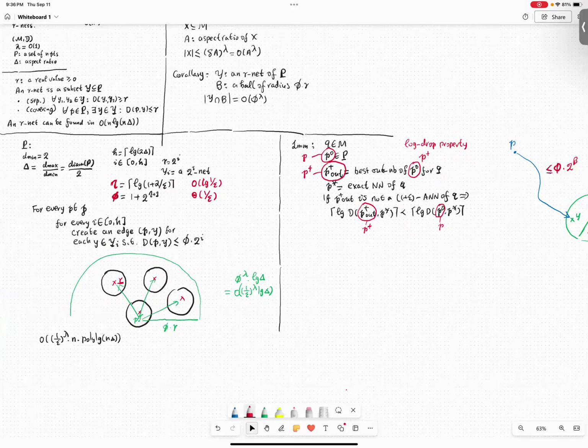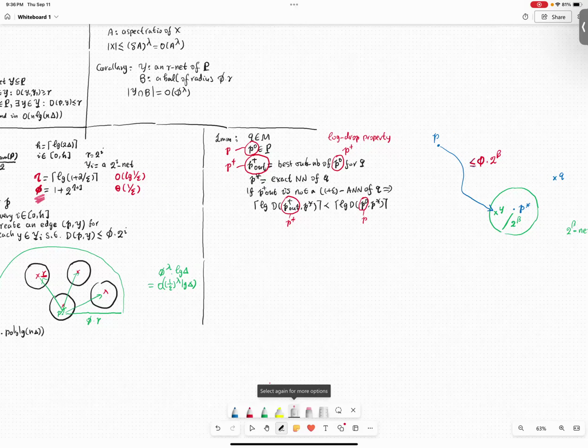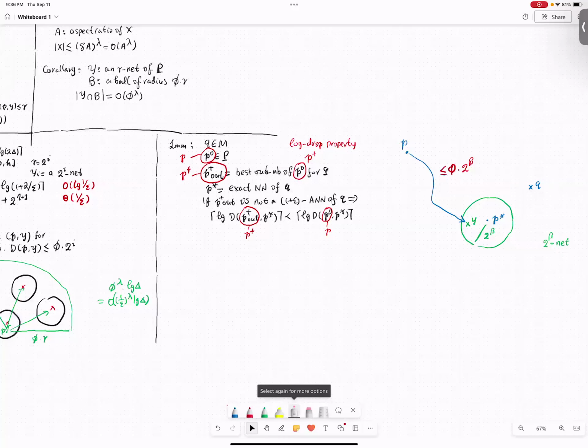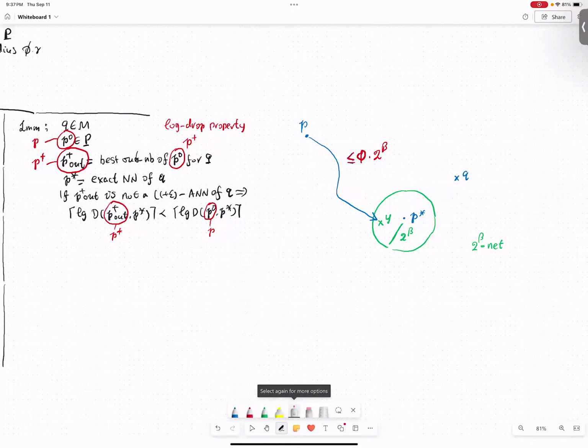Let's recall the story. If this is true, then by how we constructed the graph and generated the edges, y will have to be an out neighbor of p. Very importantly, we have to argue that we can definitely find a very good beta. This is something I will worry about later.